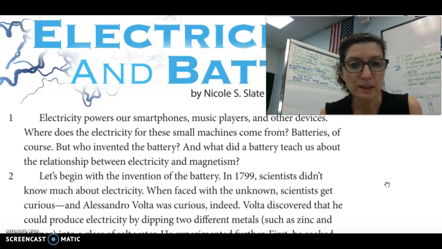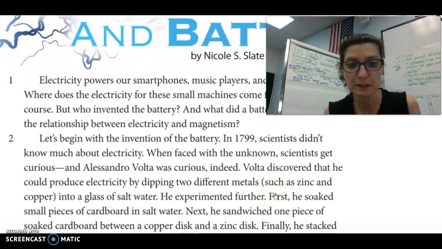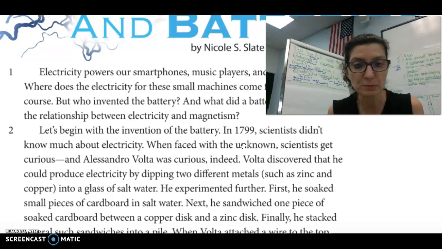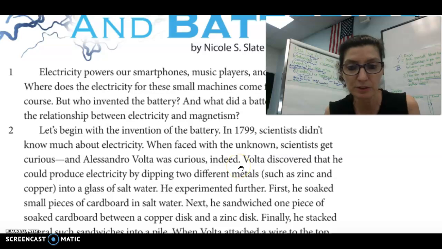Electrical power our smartphones, music players, and other devices. Where does all the electricity for these small machines come from? Batteries, of course. Who invented the battery? And what did the battery teach us about the relationship between electricity and magnetism? Let's begin with the invention of the battery. In 1799, scientists didn't know much about electricity. When faced with the unknown, scientists got curious, and Alessandro Volta was curious indeed.